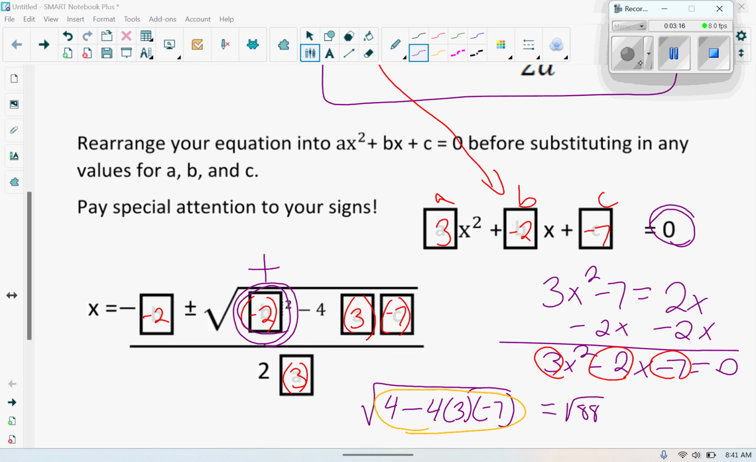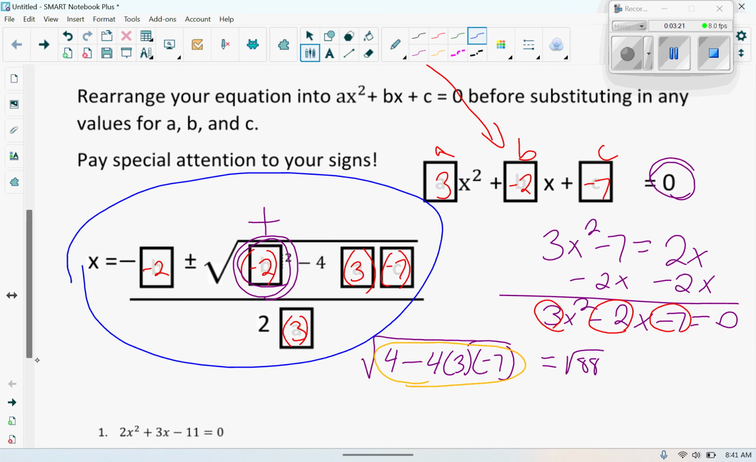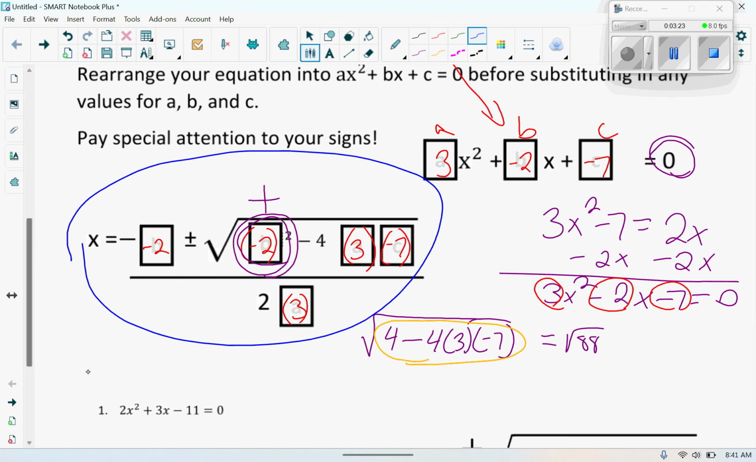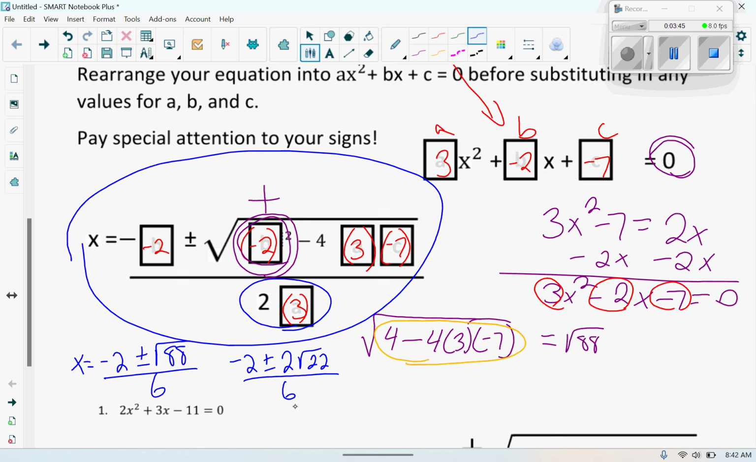And so I'm just going to go back to this function, and I'm going to clean it up some more. So I'm going to say x equals -2 plus or minus the square root of 88 all over, and I'm going to go ahead and multiply that together, 6. Okay, now I'm going to type in the square root of 88 in my calculator, and I get 2 square root of 22. Like that. And so that's as far as we're going to take that one.